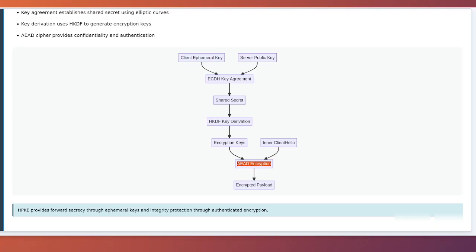HPKE provides several important security properties for ECH. It ensures that only the intended server can decrypt the client hello, since only the server possesses the private key corresponding to the public key in the ECH config. It provides forward secrecy because the client generates an ephemeral key pair for each connection, meaning compromise of the server's long-term key does not allow decryption of past client hellos. And it provides integrity protection through the AEAD authentication, ensuring that tampering can be detected.